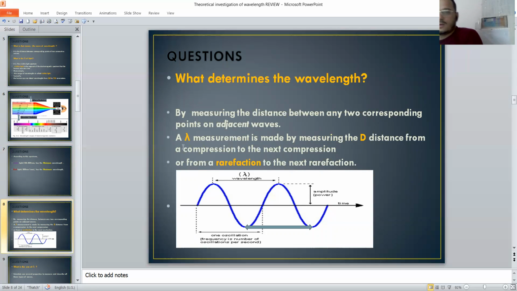What determines the wavelength? Let's think about how we can determine the wavelength. By measuring, like I said before, the distance between 2 points belonging to the same kind, up or down, between any two corresponding points on adjacent waves. Adjacent means something like neighbor. I use the same image here to make the situation clearer. Adjacent waves, that means neighbor waves, are on the same line, up or down. A measurement is made by measuring the distance from a crest to the next crest, or from trough to the next trough. Trough is the downside.